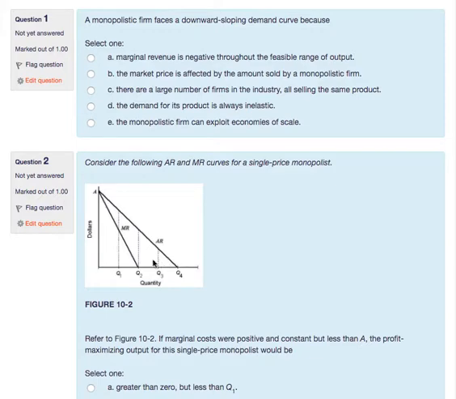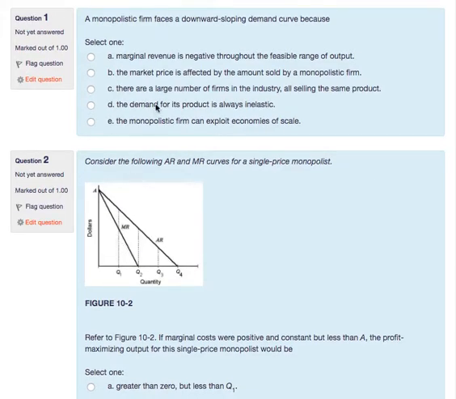We could see it on this graph here that we have. Marginal revenue curve goes down twice as steep as the demand curve, but it may go negative at some portion, but not for the whole feasible range of output. The market price is affected by the amount sold by a monopolistic firm. That is true. The price that they could charge, it depends on how much they decide to produce.